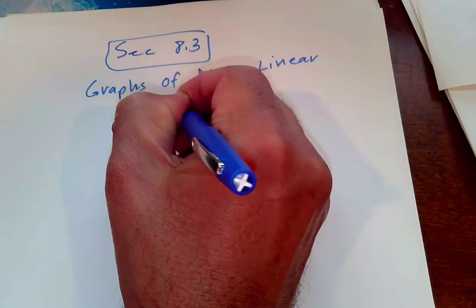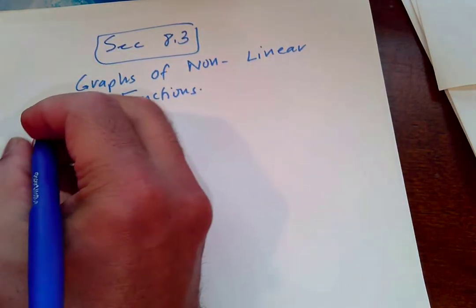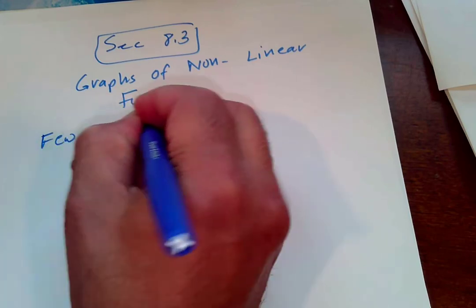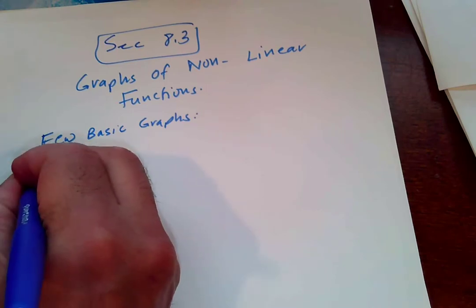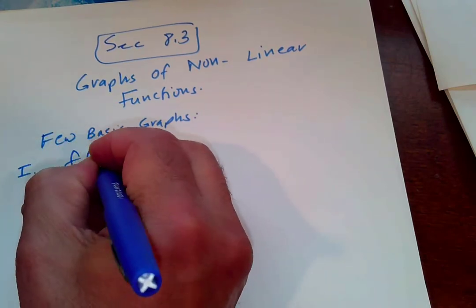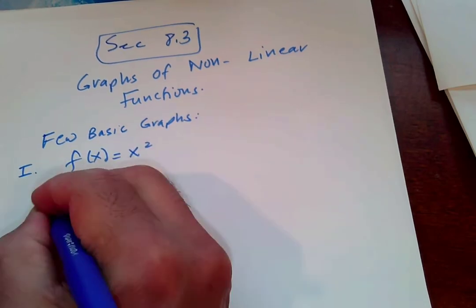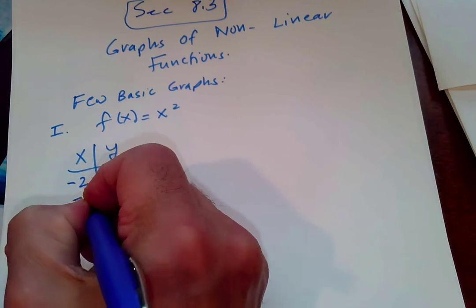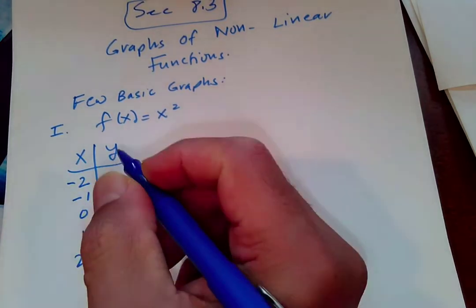Well, as we all know, to graph anything, we need to make a t-chart. So we're gonna first talk about a few basic graphs, and those basic graphs should be known by heart. The first one is f of x equals x squared. It's a U-shaped graph. Let's see why it's U-shaped. We're gonna plug in some points, a couple of negatives, 0, and a couple of positives.